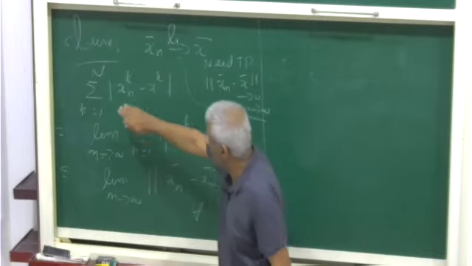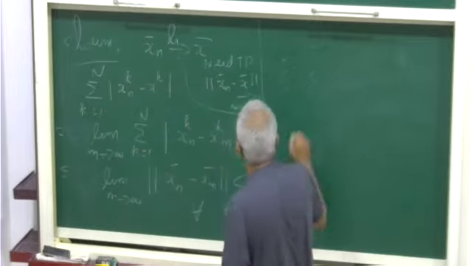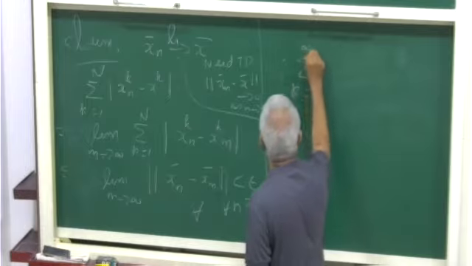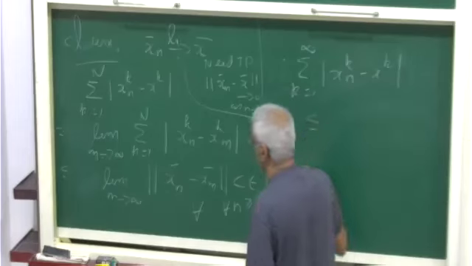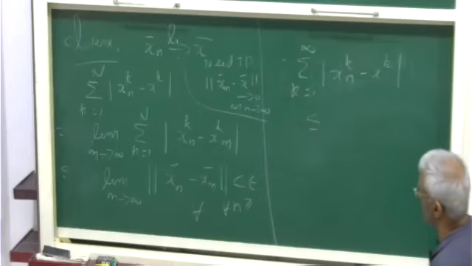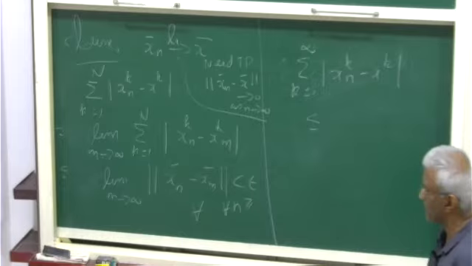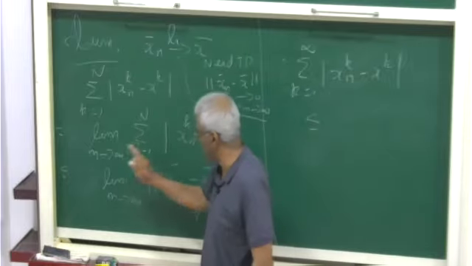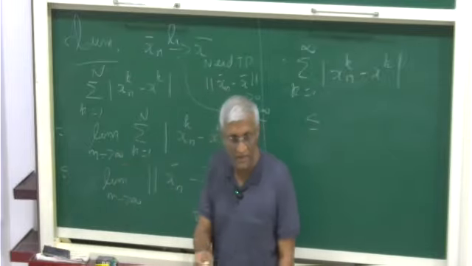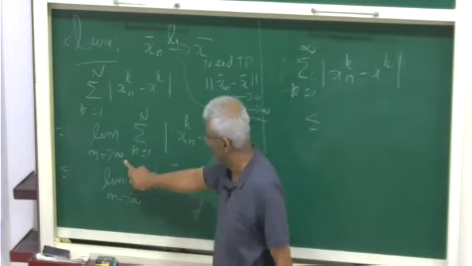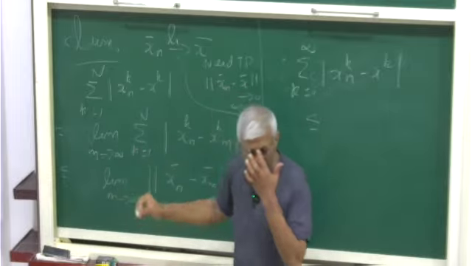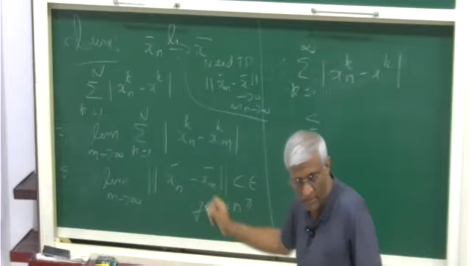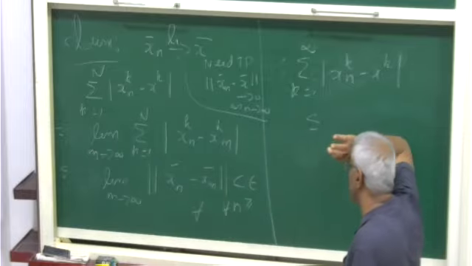So this implies summation k equal to 1 to infinity of xkn minus x is less than or equal to what? Here I'm exchanging infinity. That's okay, because it's a finite sum. Here there is no problem. Only in an infinite sum is there a problem. It's a finite sum, so I'm doing this.